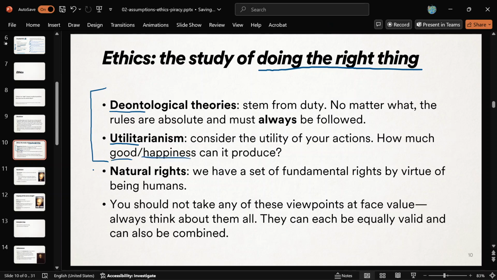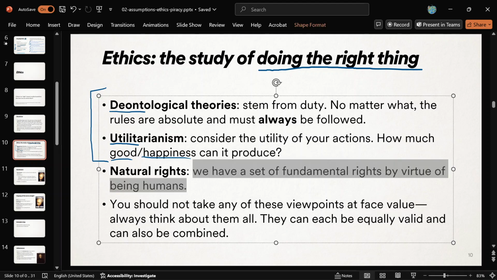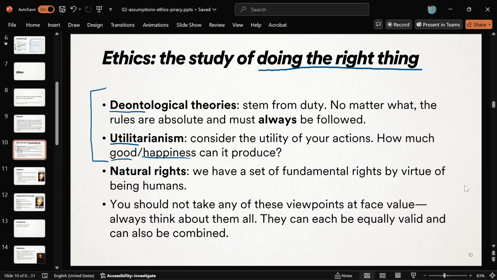There's more than just those. Again, maybe in a history class you read about Locke and Hobbes and all those people that believed in natural rights, stuff like that. Those are ethical theories, actually. That's where people believe we have a bunch of rights just by being humans, and nobody can infringe on those rights.